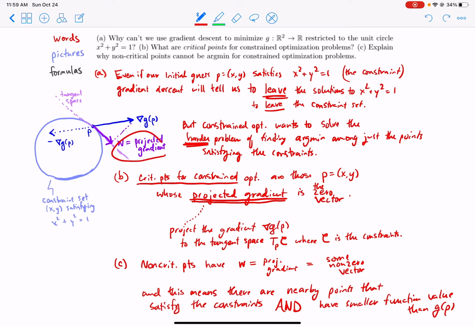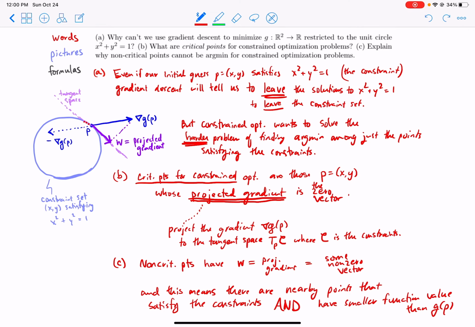So if we're at a point P, like here in the picture, and it's non-critical because the projected gradient is a non-zero vector, then we should move this way, roughly in minus the projected gradient. And yes, that's going to take us off of the constraint set. But because the tangent space is a very good approximation to the constraint set near P, there really are nearby points. All of these points here will have smaller function value. So at the point P, the function we're trying to minimize has some value g of p, and nearby there will be other points, let's call them Q, with g of q less than g of p. In other words, with smaller function value. Okay, so that's basically it.